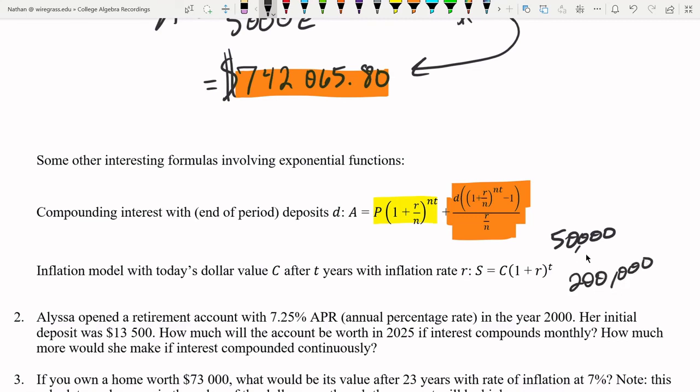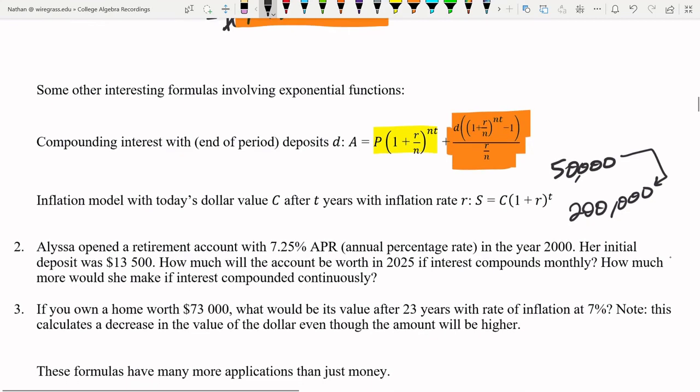$200,000, that doesn't mean that I've increased my dollar value by $150,000. That means that $50,000 can buy the same as $200,000 after a certain period of time. It's actually a devaluing of money. Your money becomes less powerful. It can buy fewer things. Give it a try in numbers 2 and 3.